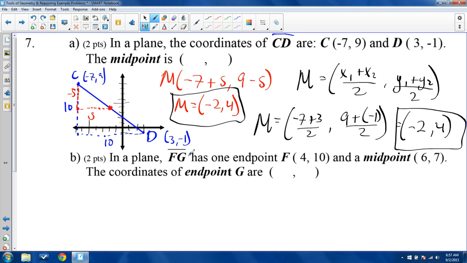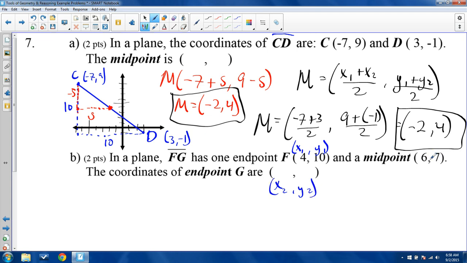Okay, in a plane, segment FG has one endpoint at F, which is (4, 10), and a midpoint at (6, 7). The coordinates of endpoint G are blank. So this is another midpoint question, but in this case, you now have the midpoint and one of the endpoints. I'll call this one x1, y1, and we're missing x2, y2. So we need to find that one out.